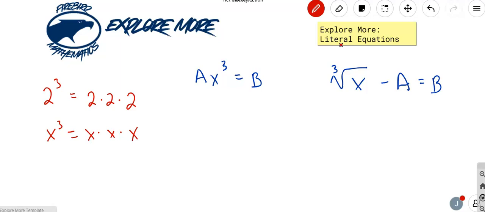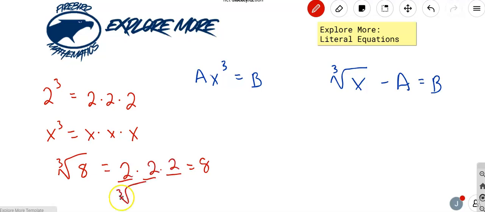So how do we undo taking a variable and raising it to the third power? The inverse operation of cubing a number is to take the cube root. So if I ask you what the cube root of 8 is, we're asking what number times itself 3 times equals 8. And that answer is 2. 2 times 2 times 2 is equal to 8. And so the cube root of 8 is equal to 2. Okay? So taking the cube root is the inverse operation of cubing a number.